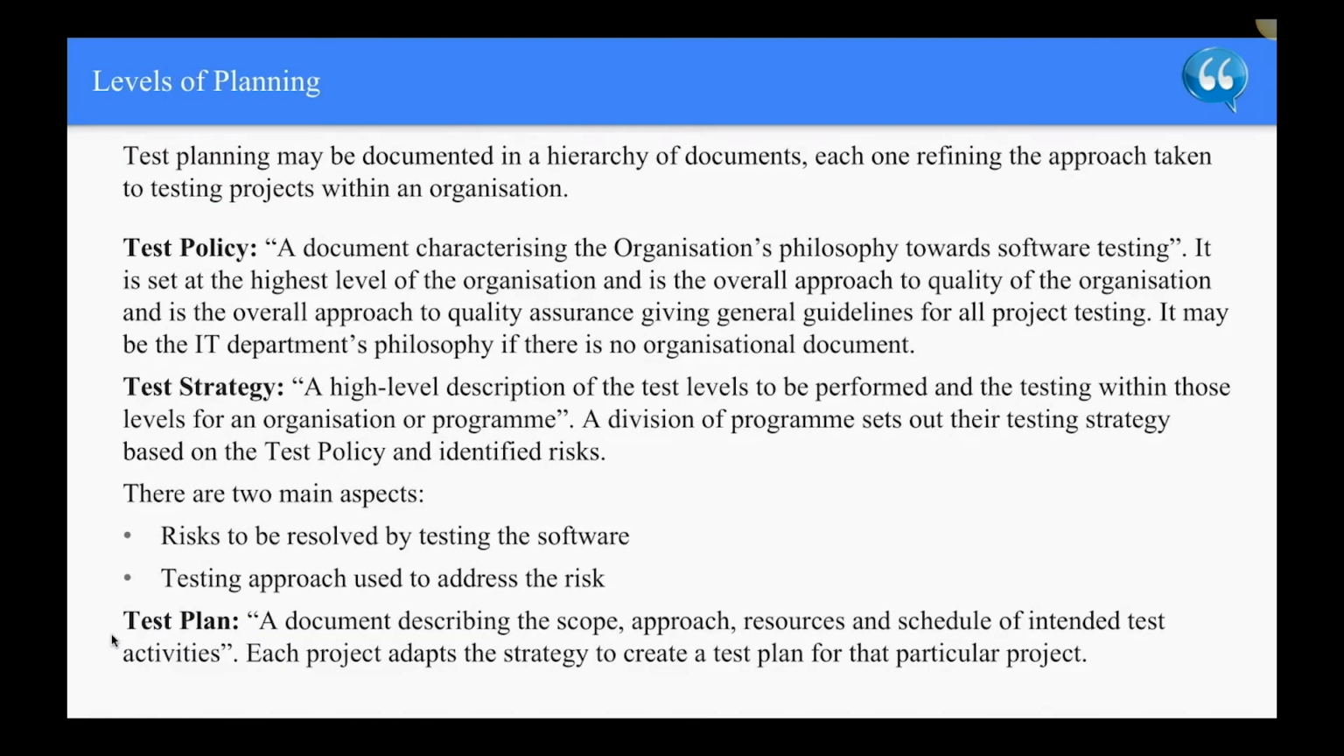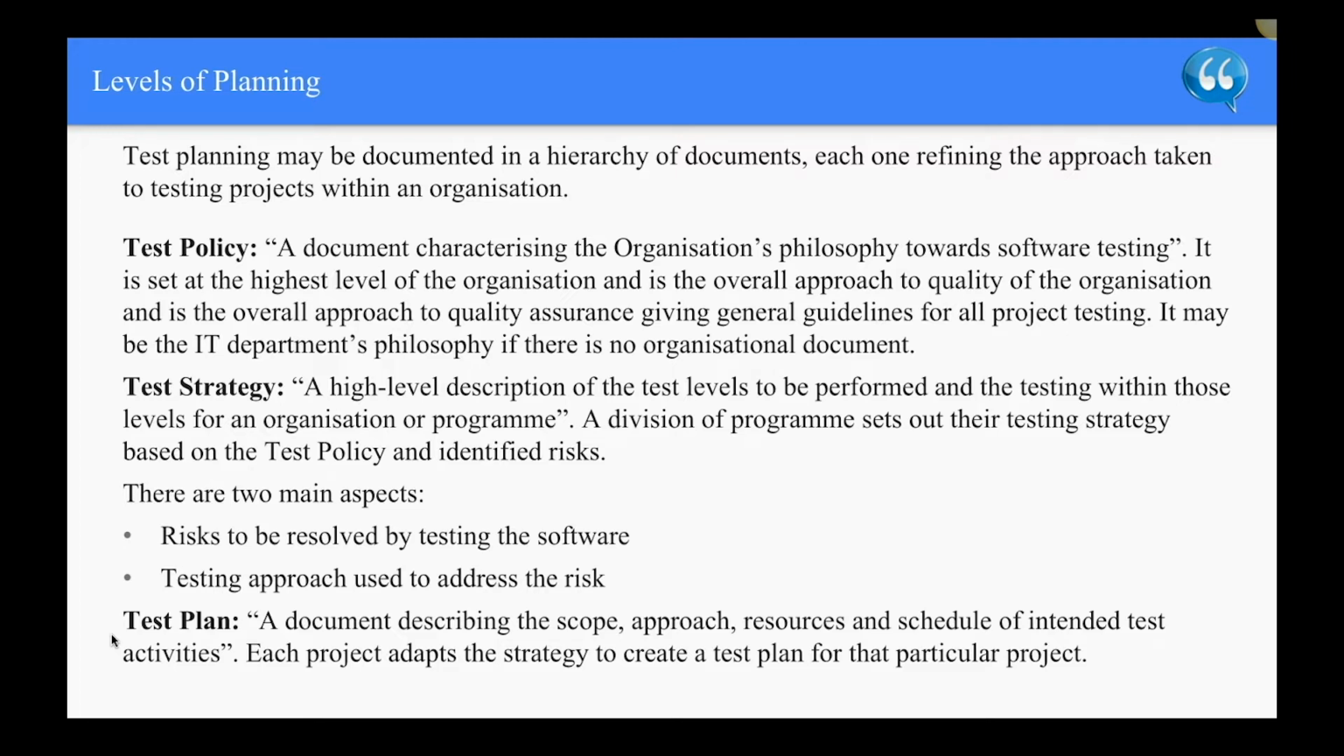Levels of planning. Test planning may be documented in a hierarchy of documents, each one defining the approach taken to testing projects within an organization. Here it's divided in three: test policy, test strategy, and test plan. The test policy is a document characterizing the organization's philosophy towards software testing. It is set at the highest level of the organization, and it is the overall approach to quality assurance, giving general guidelines for all project testing. It may be the IT department's philosophy if there is no organization document.